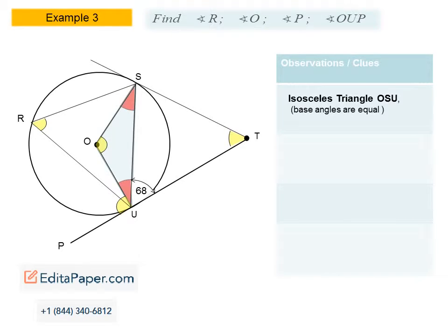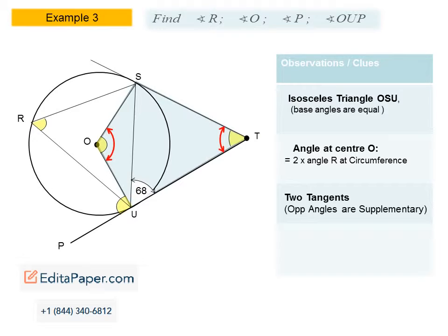Our first clue is we see an isosceles triangle OSU, and that will tell us that the base angles are equal, so we may need to apply that a little later. Our second clue shows us that we may need to apply the angle at the center. That angle at the center, if you notice, is subtended from chord SU, and there's also an angle at the circumference that subtends from that same chord SU, so we may need to apply that theorem a little later. So let us write this down as another clue.